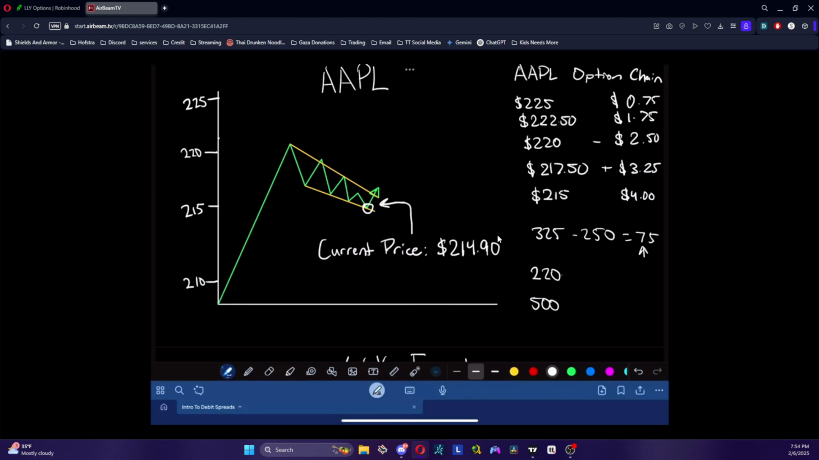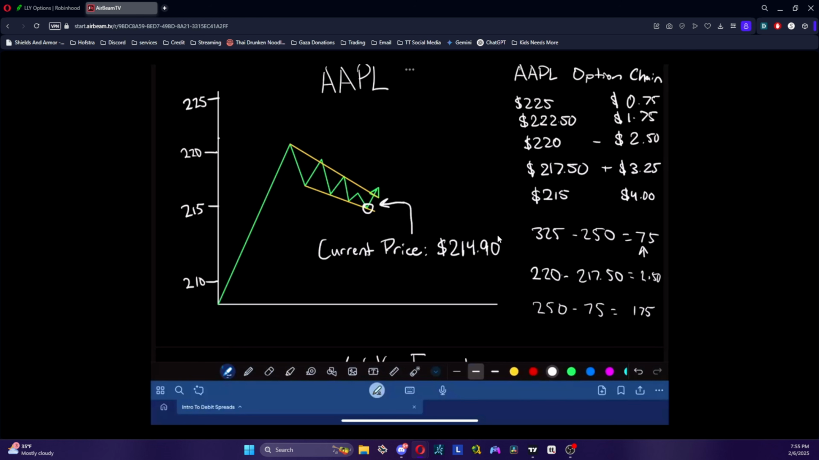Now let's do the math for the max profit. We take 220, we're going to subtract 217.50. This is a little confusing, don't worry, we'll get into more examples, and it'll kind of click for you. So this is going to be 250, right? 250 minus 75 is going to give you $175 profit as your max profit. And then again, you get the same risk to reward.